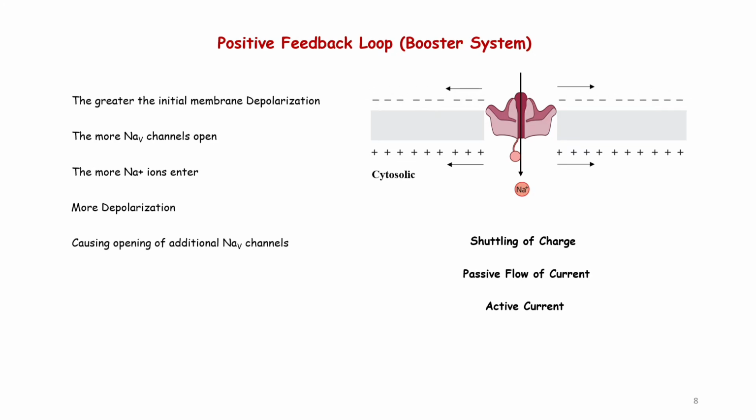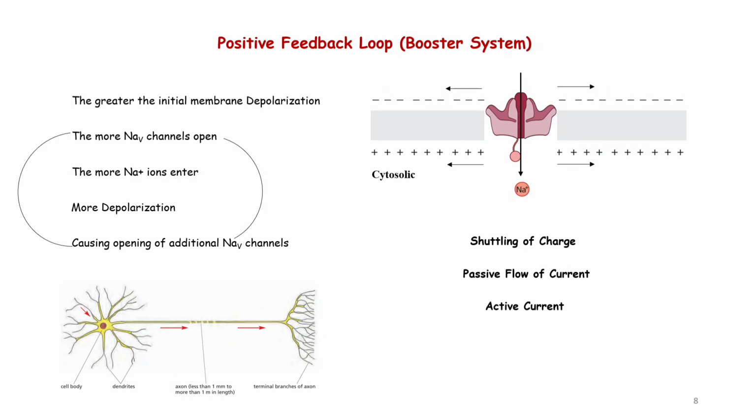Now this passive flow of current causes opening of additional voltage gated sodium channels in the adjacent segment of the neuron, and that causes the positive feedback loop, because as more sodium channels open, more sodium enters, more depolarization occurs, and then another segment of the sodium channels gets opened.